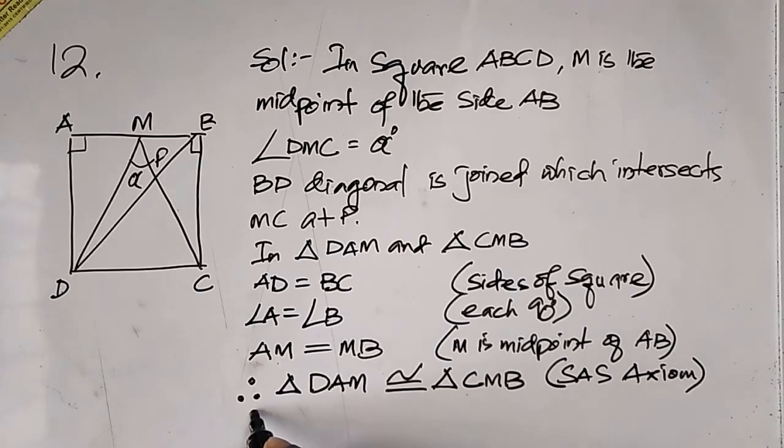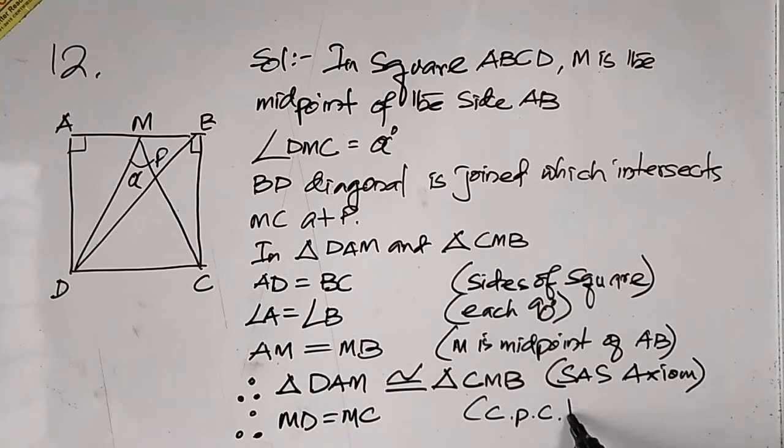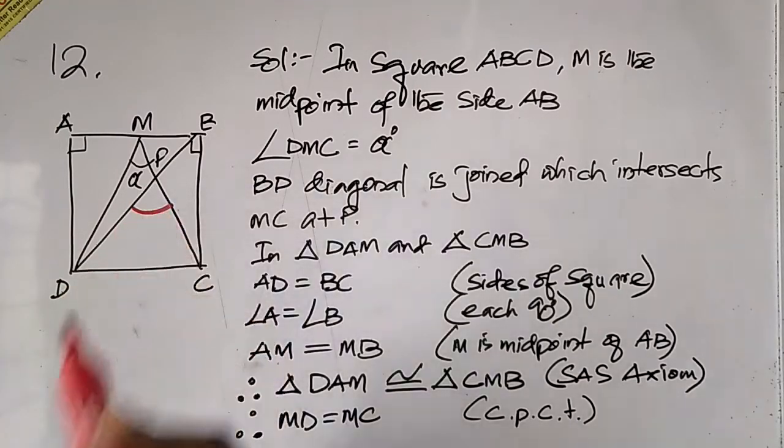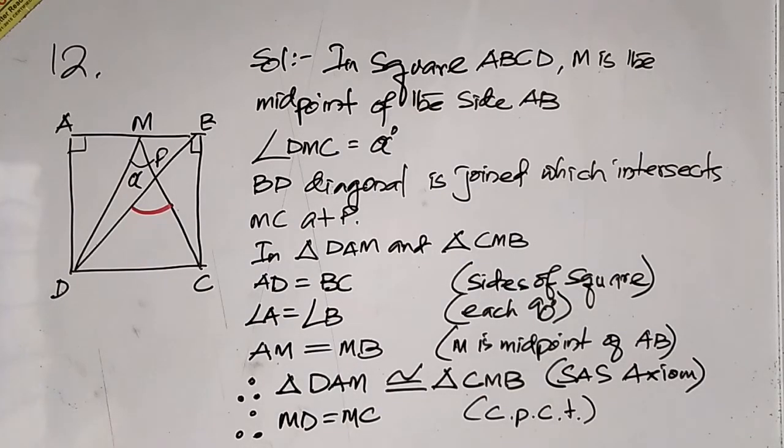Alright, so let us write it then. Therefore, MD is equal to MC, and the reason is CPCT. Okay, so I hope you have understood till here. What is our intention? Our intention is to find angle DPC. That means we are going to find this angle here, and that also in terms of alpha, which is angle DMC. Alright, so I will be erasing this so that we can continue solving the problem here.